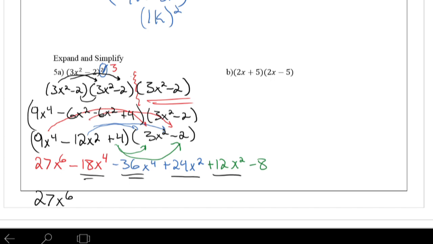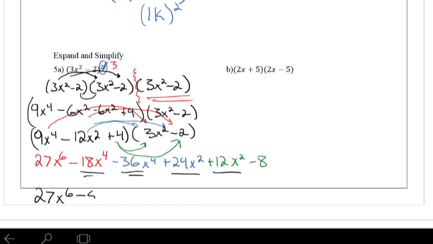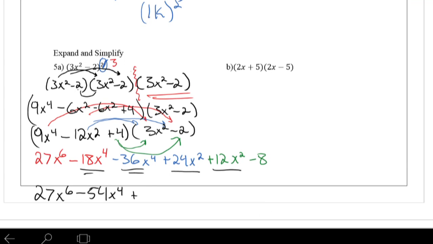Sorry, I have something else written down on my sheet here, and I just want to make sure I did that correctly. 9 times that, 12. 54. All right, we're going for it. Negative 54x to the 4. And then 24 and 12 is going to give me positive 36x squared. And then I have minus 8.